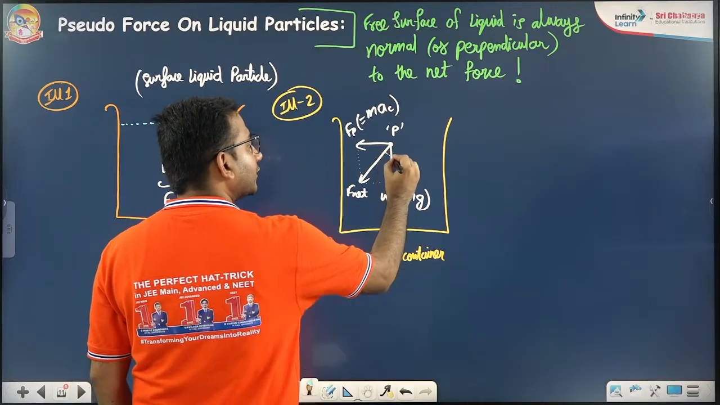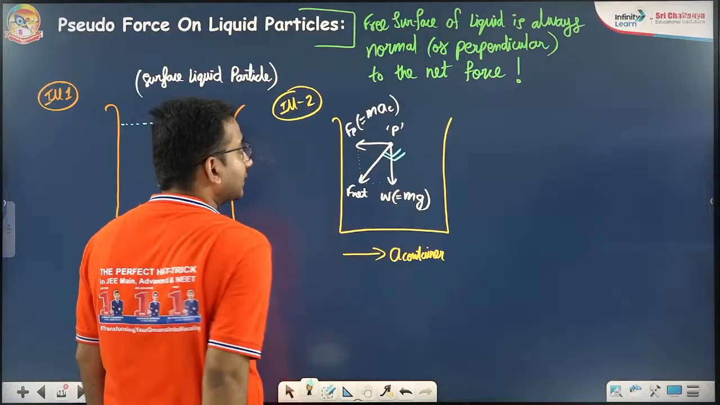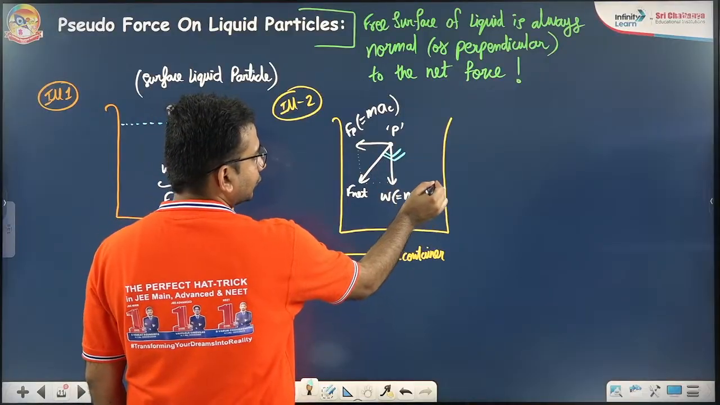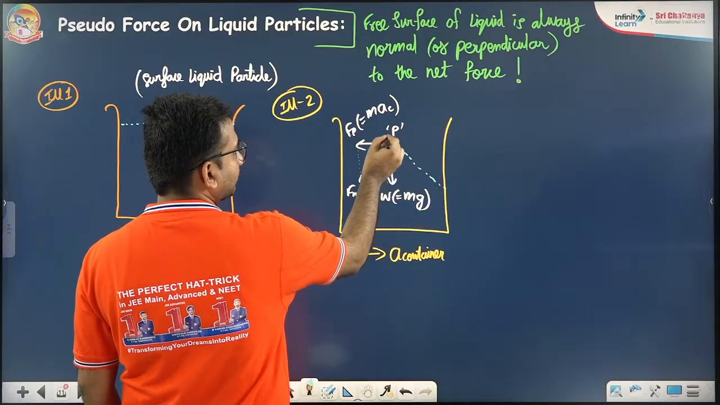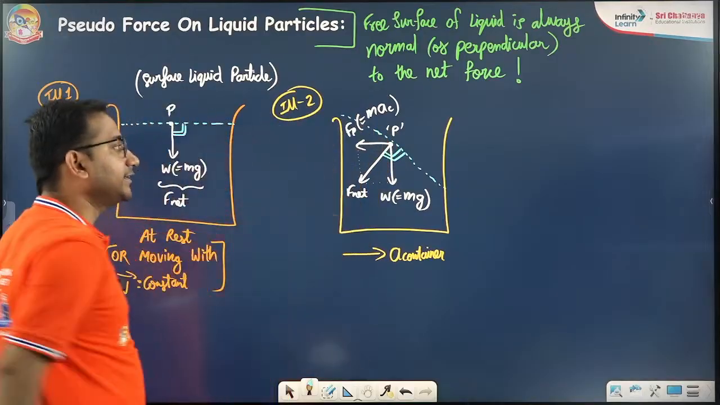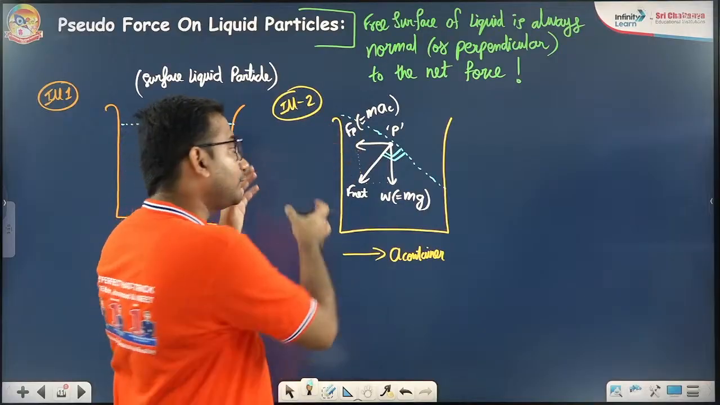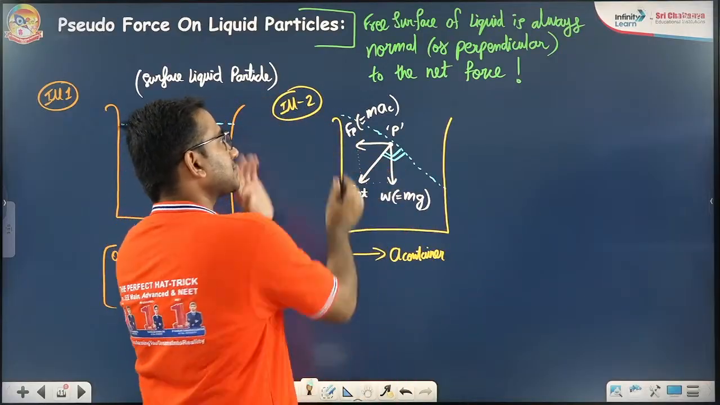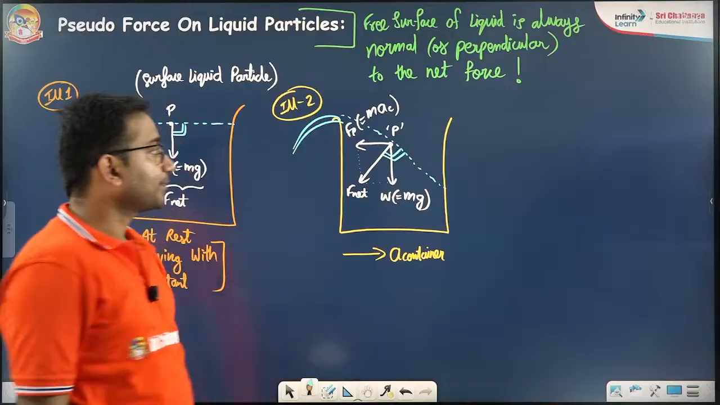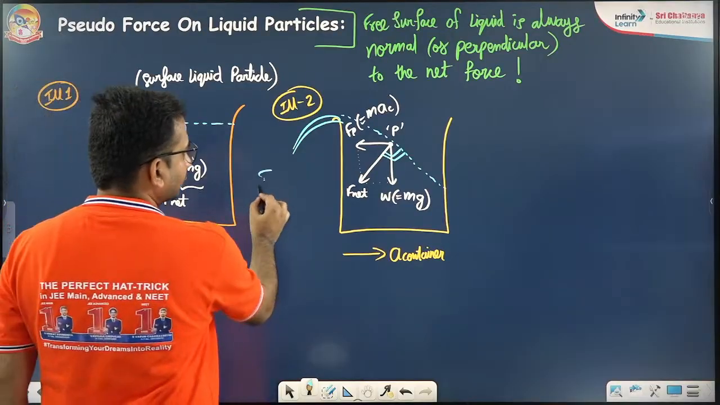The free surface of a liquid is supposed to be perpendicular to the net force, so it will attain this shape. If you accelerate it less, it will tilt a bit. But if you accelerate it more, definitely it will start spilling out here.